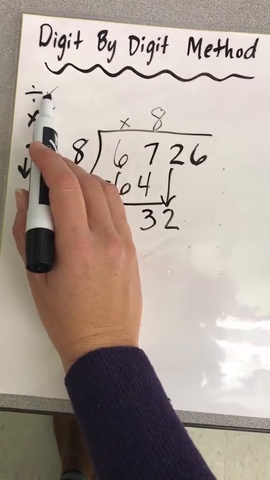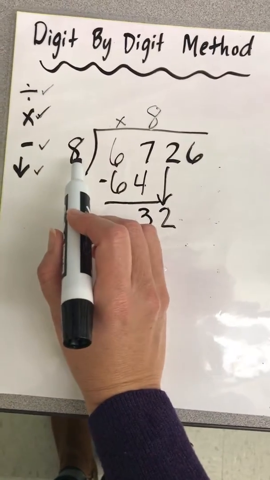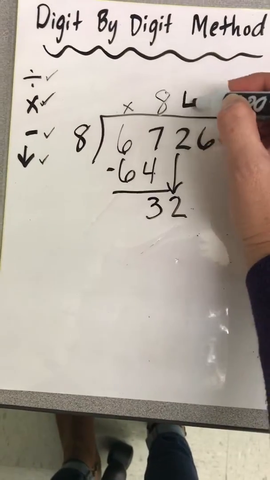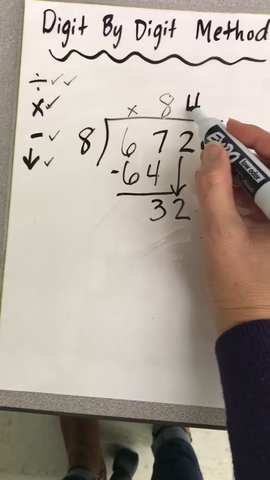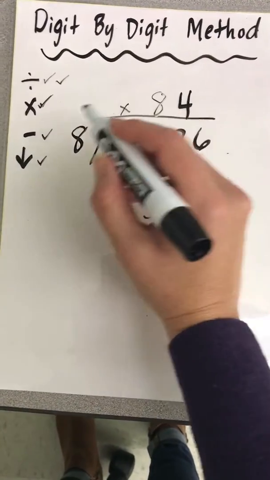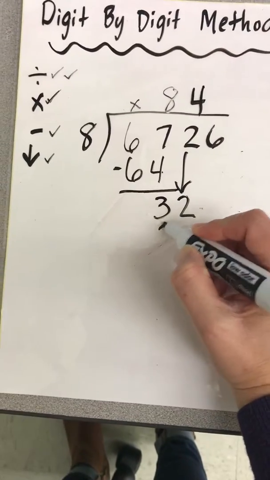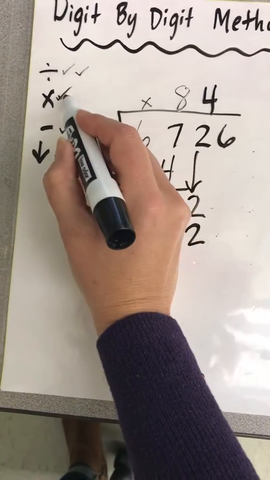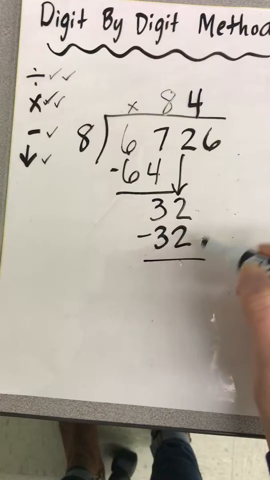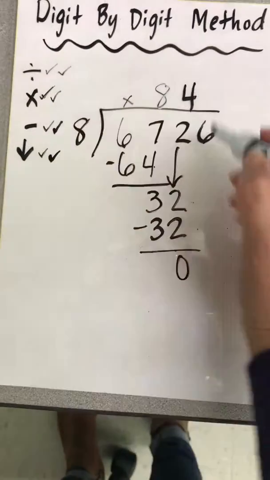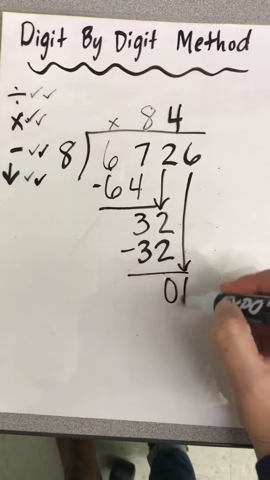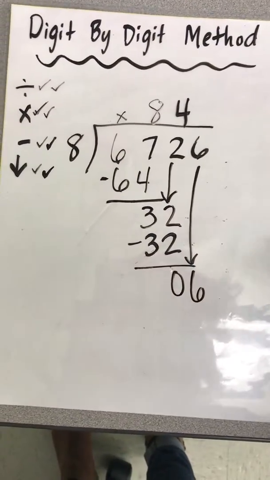So I'm asking myself, for the divide step, how many 8s can fit into 32, which is 4. And now I go ahead and check that off and multiply that number that I just wrote. 8 times 4, or 4 times 8, is 32. And now I subtract, and I end up with 0. And now I'm going to bring down the 6. And I'm going to go back up and divide again.